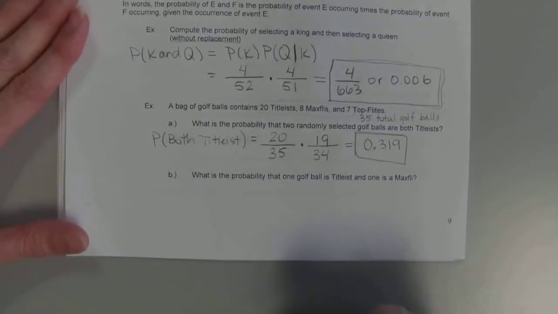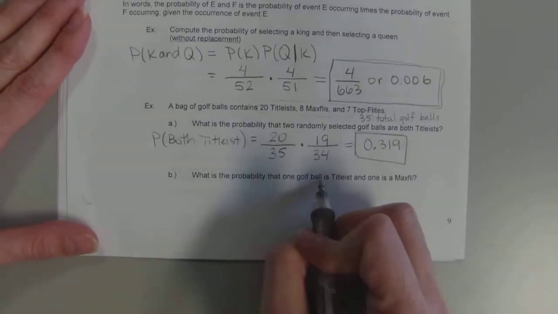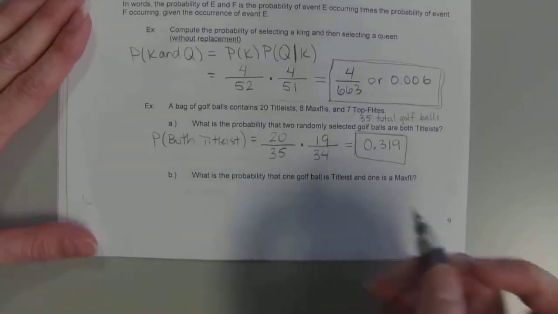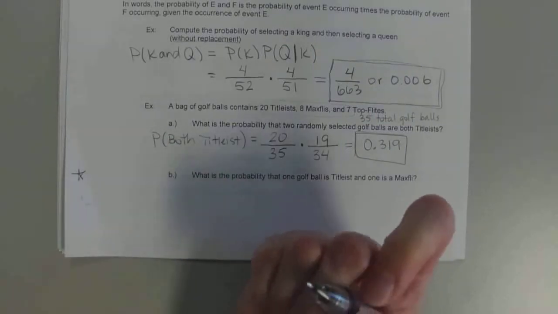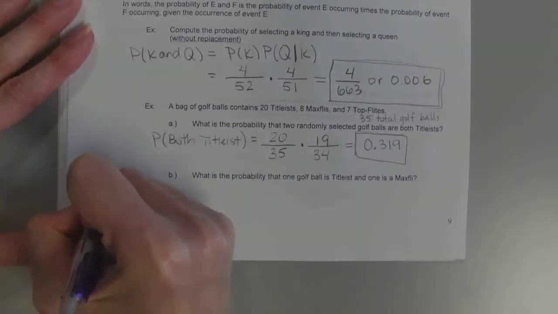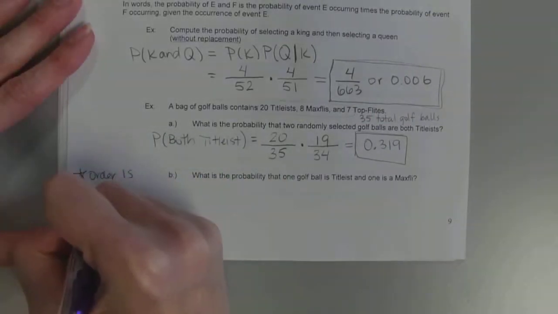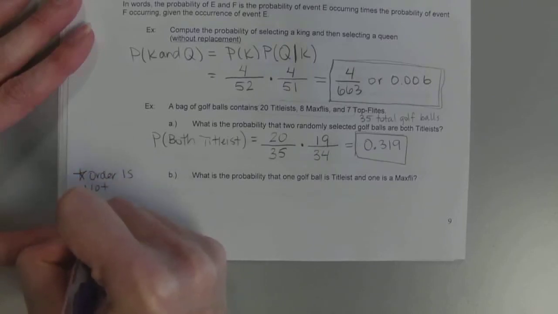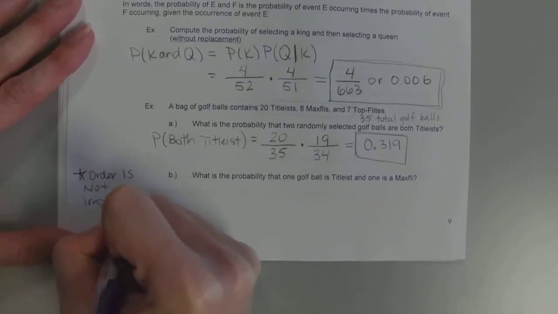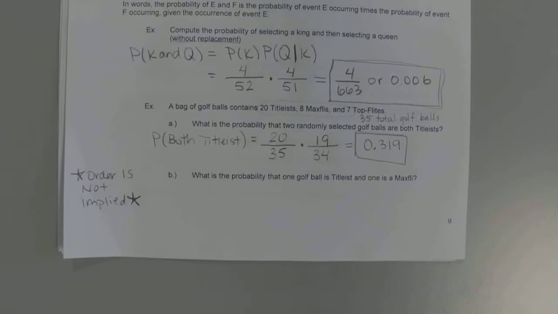Let's look at this next one. What's the probability that 1 golf ball is a Titleist and 1 is a Max Fly? I want to make a note here. Order is not implied. And what do I mean by that? In every other scenario, they told you what they want you to choose first and then what you want to choose second. But in this scenario, they just said, what's the probability that one's a Titleist and one's a Max Fly? Do they tell me in what order I got it?